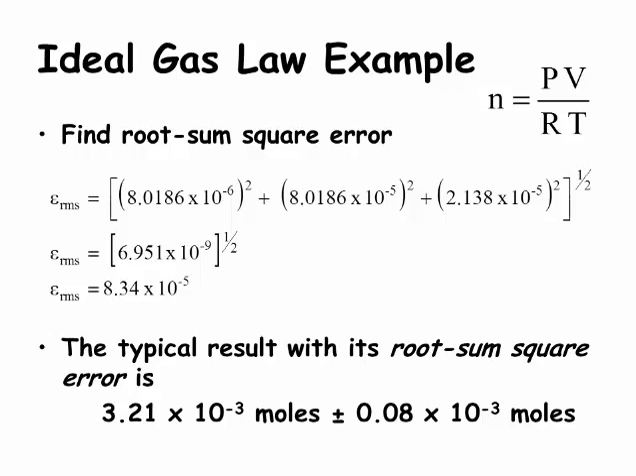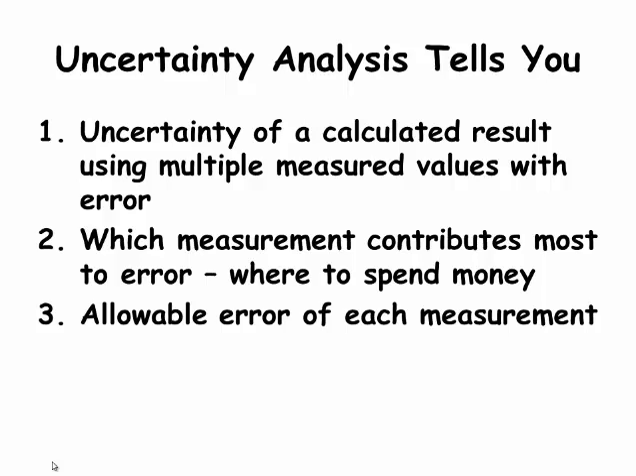The class notes describe the ideal gas law problem for the absolute error, and there's an additional example you can look at. Remember, uncertainty analysis can tell us 3 things. It can tell us the uncertainty of the calculated result using multiple measured values, 0.08 times 10 to the minus 3 moles in this example. It can also tell us which measurement contributes the most to the uncertainty, volume then temperature in this example. Finally, it can tell us the allowable error of each measurement. This was not done here or in the notes because it involves trial and error, but it can be done.